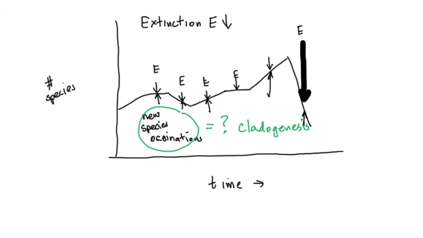Do you see how the forces at work here, the things causing changes in this graph, cladogenic speciation and extinction, are not directly related to microevolution? This is why we're talking about it here in our macroevolution lecture.